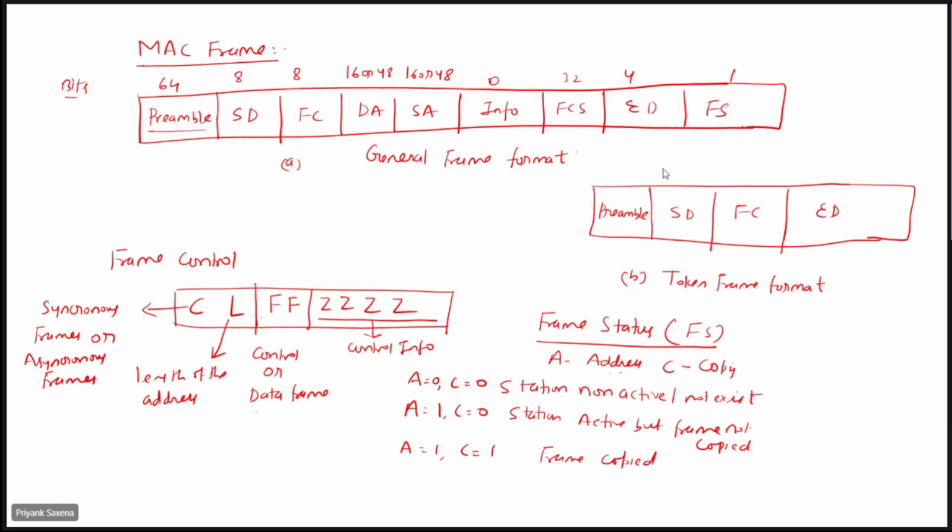Frame status basically says about whether the station is active, non-existent. So address not found, not copied, address found but not copied, address found and copied, right? To say the frame status.